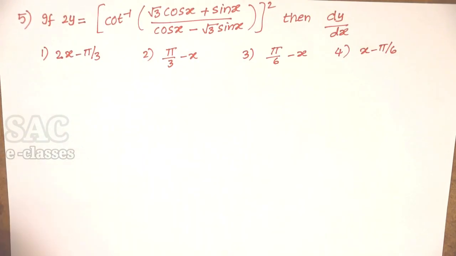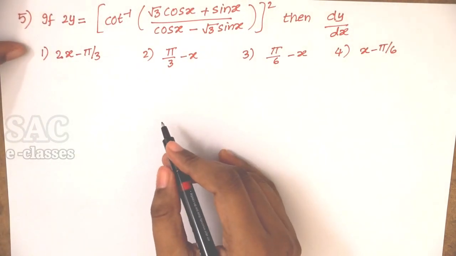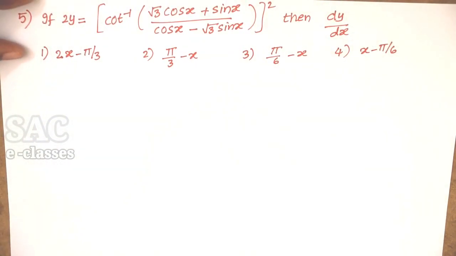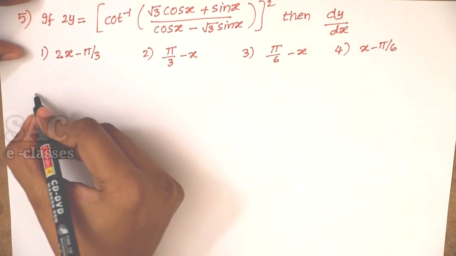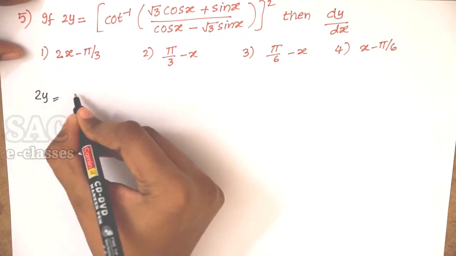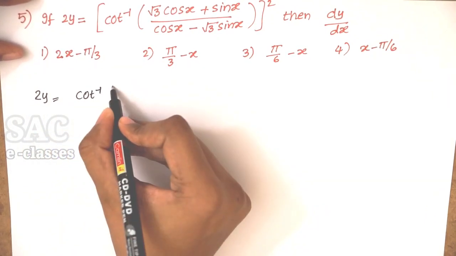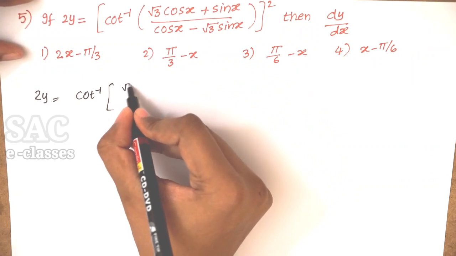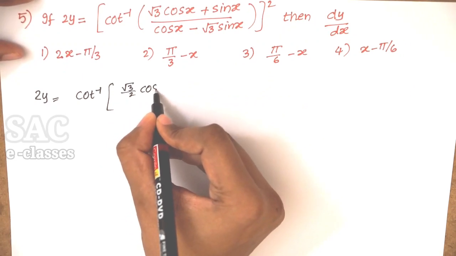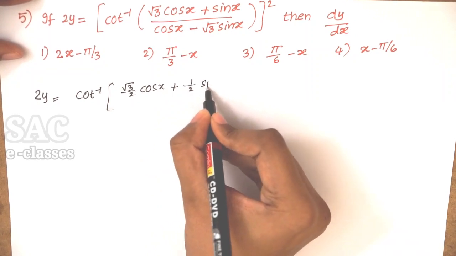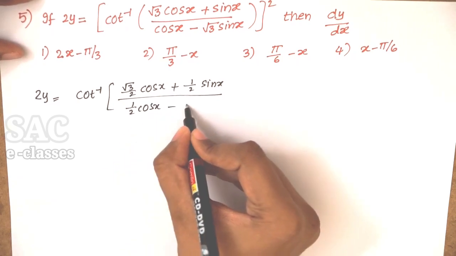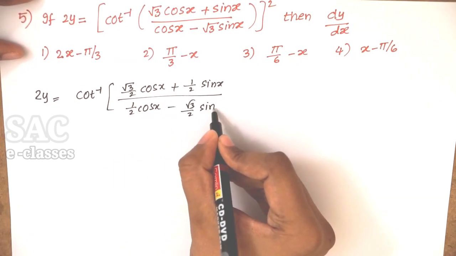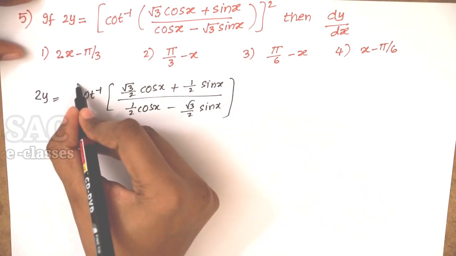Now look at the fifth problem. If 2y is equal to cot inverse of root 3 cos x plus sin x by cos x minus root 3 sin x whole square, then what is dy by dx? Very simple kind of problem. It is 2y equal to cot inverse. Now can I express root 3 as root 3 by 2 into cos x plus 1 by 2 into sin x by 1 by 2 cos x minus root 3 by 2 sin x? Yes, obviously you can express it in this way.